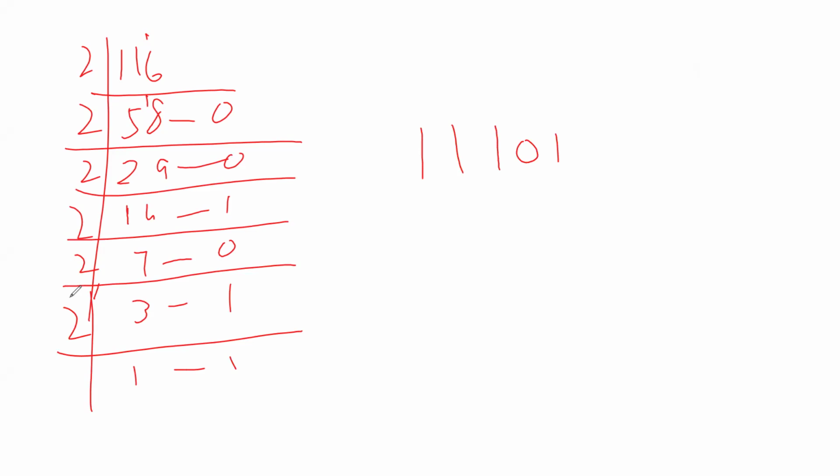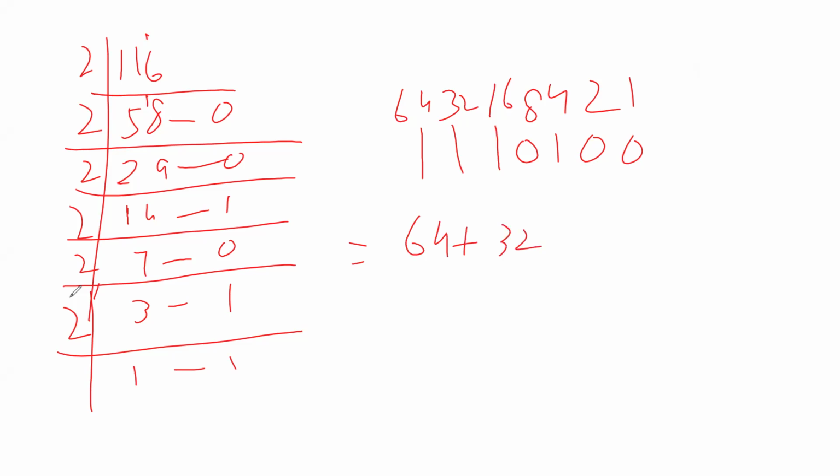Okay. Now we'll convert binary to decimal. The place values are 1, 2, 4, 8, 16, 32, 64. So 64 plus 32 plus 16 plus 4 equals 116. 96 plus 20 is 116.